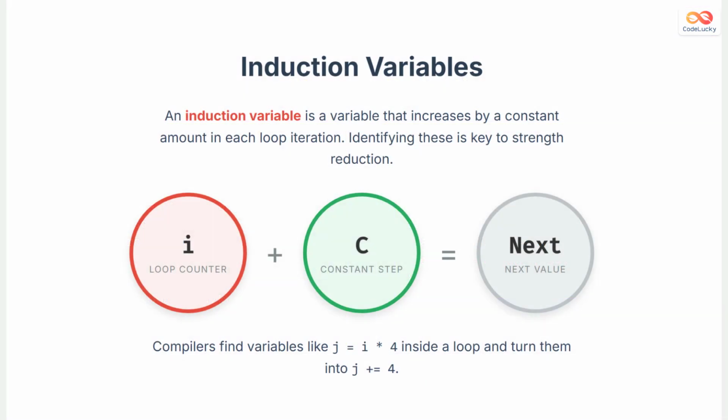To perform the loop optimization we just saw, compilers look for something called induction variables. These are variables that change by a constant amount every time the loop runs. By identifying the loop counter and the constant step, the compiler can mathematically transform the expensive formula into a simpler, incremental update.